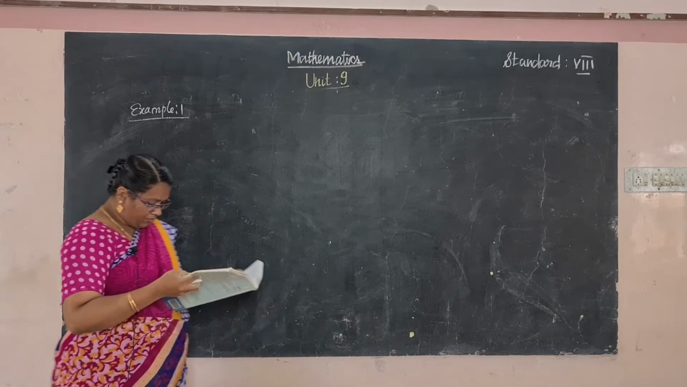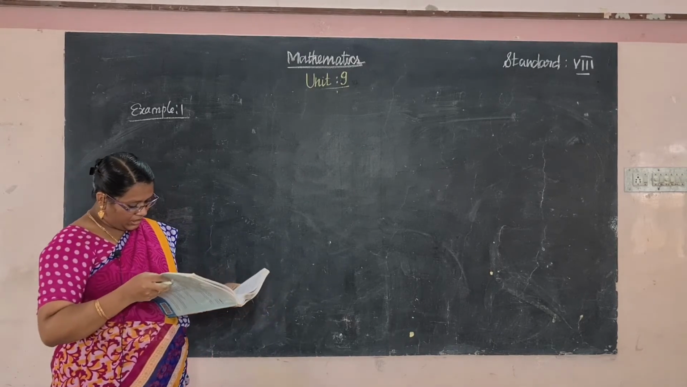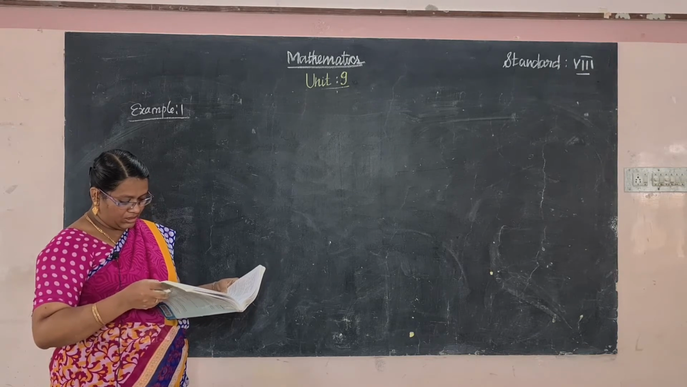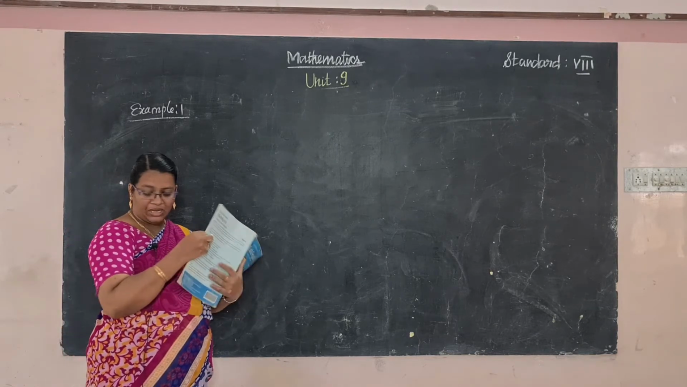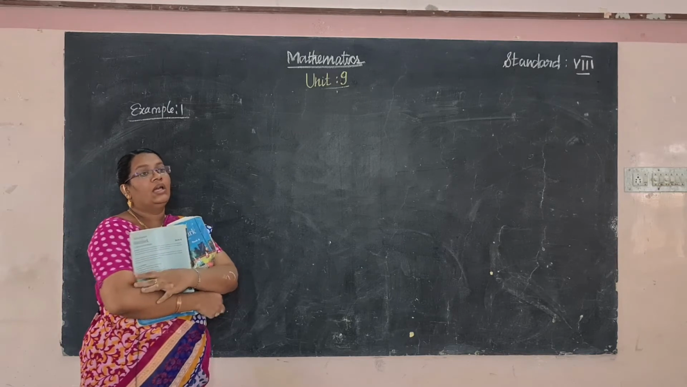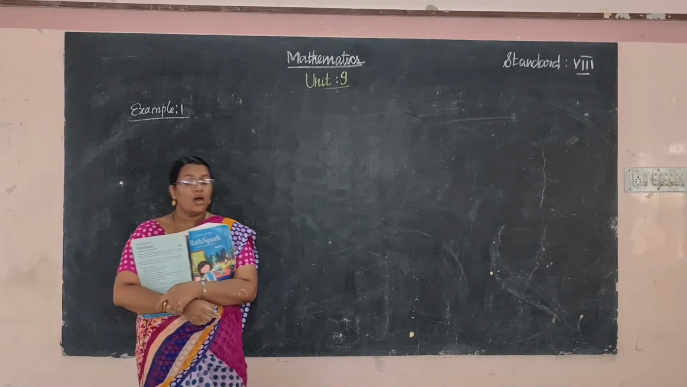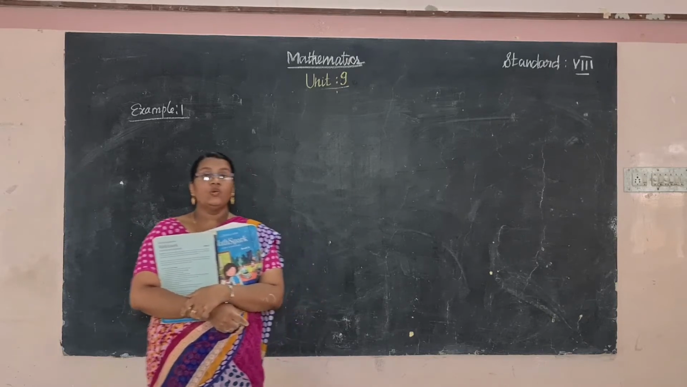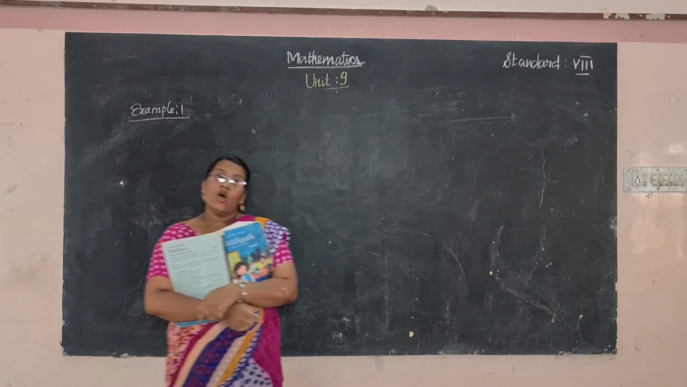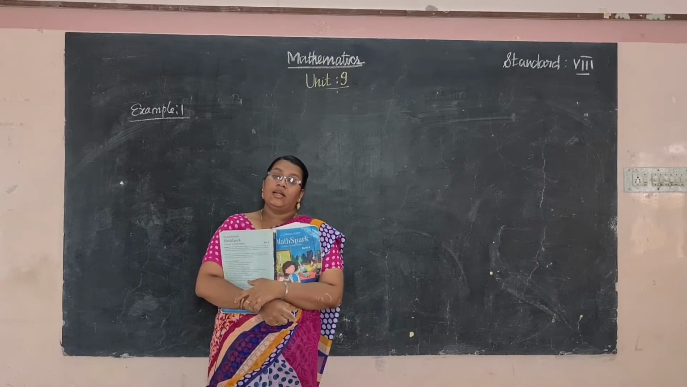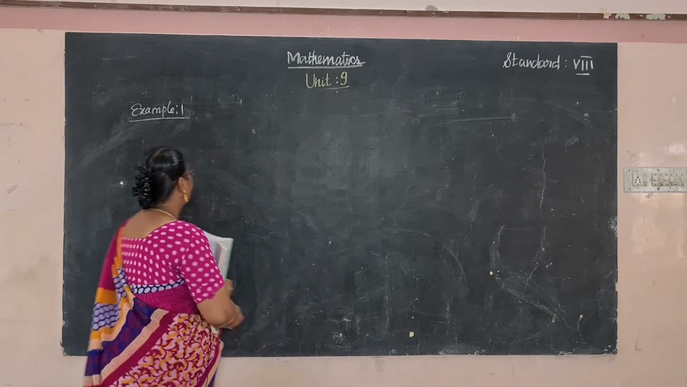In a parallelogram ABCD, angle A is equal to 75 degrees. What are the measures of the remaining angles? So one angle of the parallelogram is given. You have to find out the remaining three angles of the parallelogram, using the angle sum property of a quadrilateral.